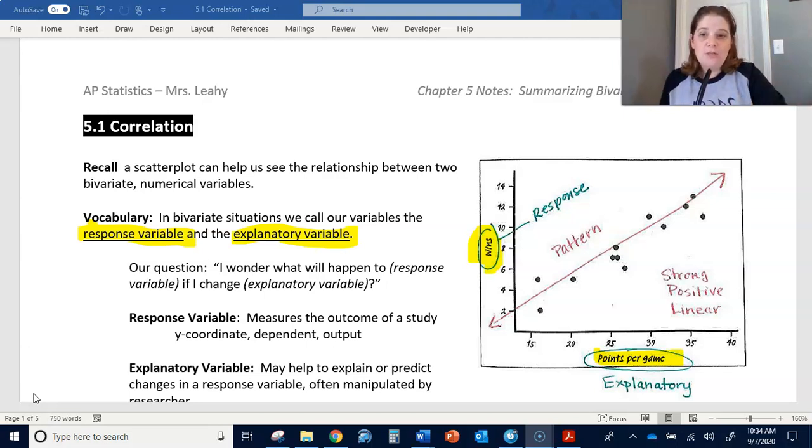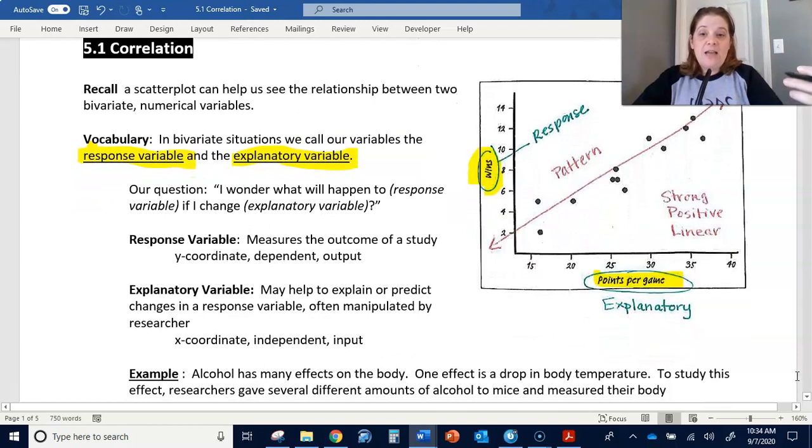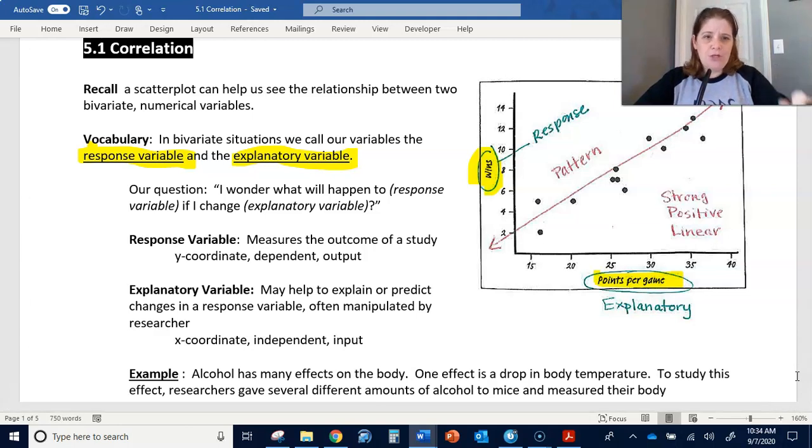make these changes. The response variable, the one on the y-axis, measures the outcome. It's the measurement. It's the y-coordinate. It's the output, the dependent variable. And the explanatory variable is the one that we're making changes to. Okay, it's the one that's manipulated. So that is our x coordinate. It's our independent variable. It's the input to our equation.